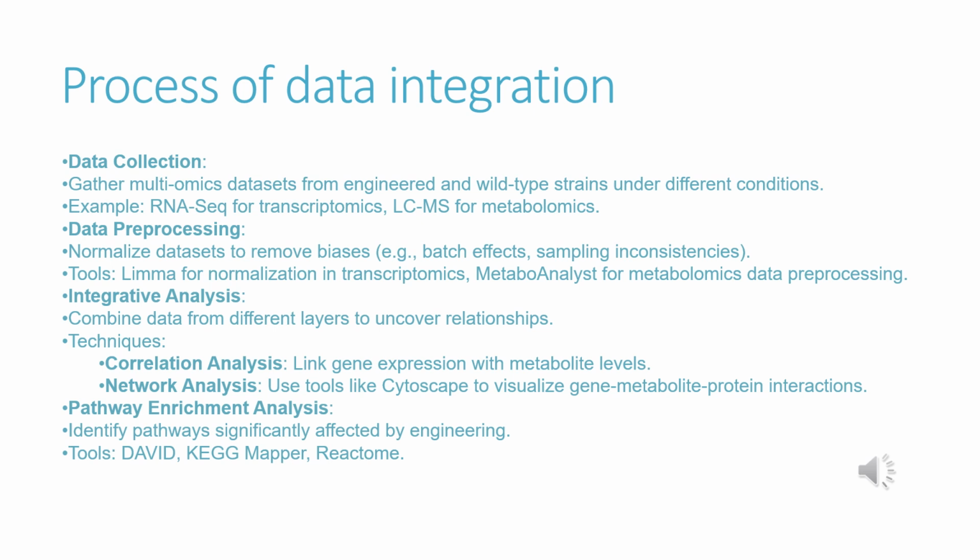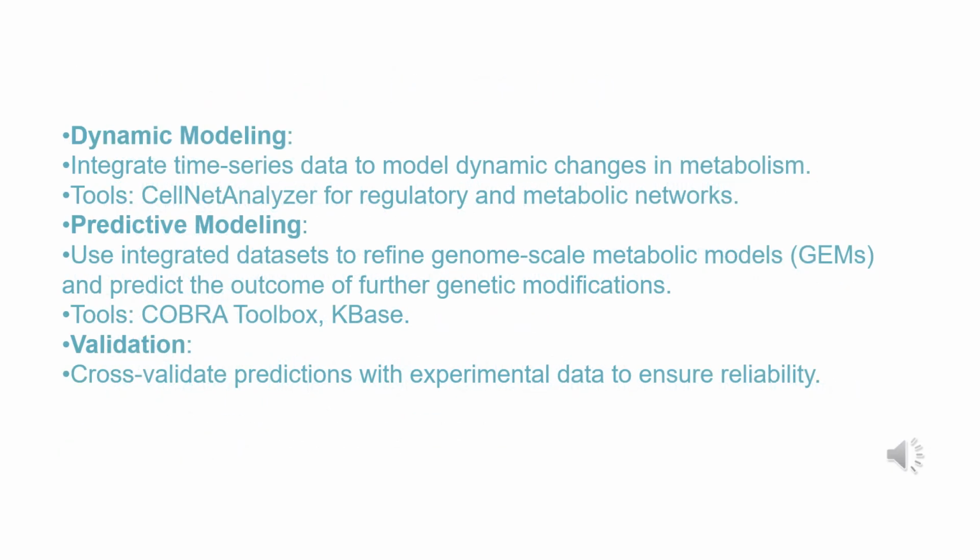The next step is pathway enrichment analysis. It identifies the pathways significantly affected by engineering. The tools involved are KEGG Mapper and Reactome. The next step is dynamic modeling. It integrates the time series data to model dynamic changes in metabolism. The tool that is involved is CellNetAnalyzer for regulatory and metabolic networks.